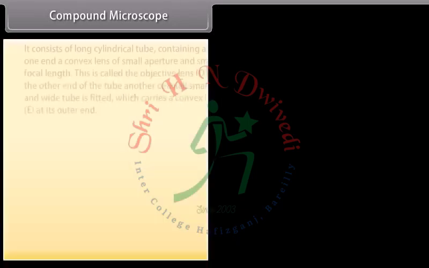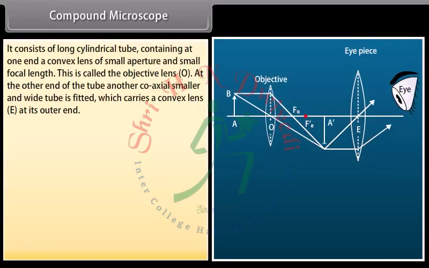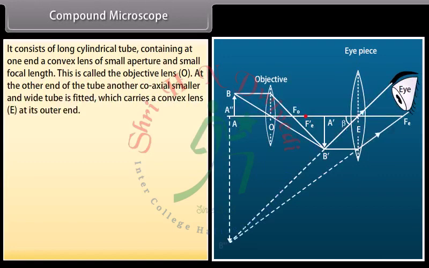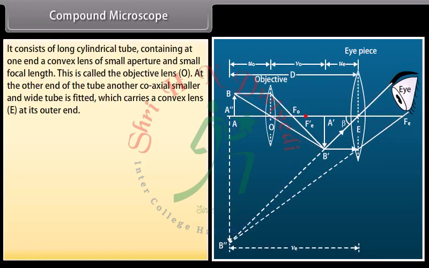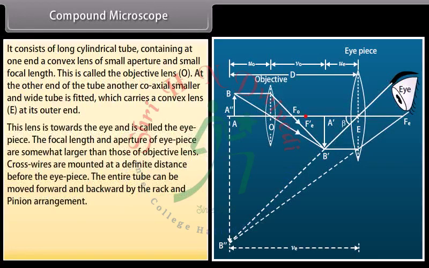Compound microscope. It consists of a long cylindrical tube containing at one end a convex lens of small aperture and small focal length. This is called the objective lens O. At the other end of the tube, another coaxial smaller and wide tube is fitted which carries a convex lens E at its outer end. This lens is towards the eye and is called the eyepiece. The focal length and aperture of eyepiece are somewhat larger than those of objective lens. Cross wires are mounted at a definite distance before the eyepiece. The entire tube can be moved forward and backward by the rack and pinion arrangement.